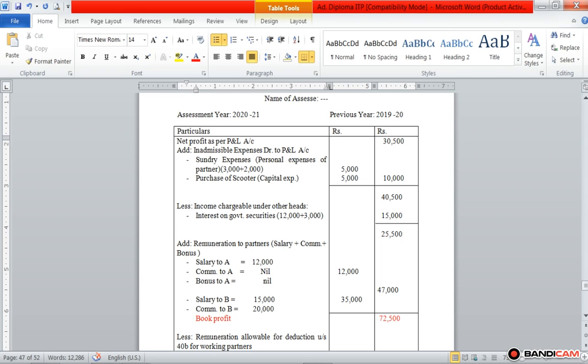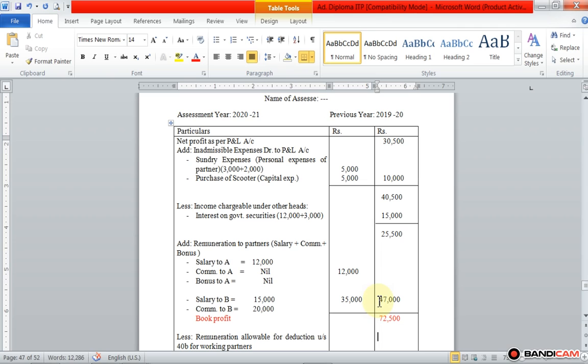त्यामध्ये आपण ॲड करणार आहे रेम्युनरेशन टू पार्टनर्स, जे पार्टनरना रेम्युनरेशन दिलं जाईल ते. ए आणि बीला रेम्युनरेशन दिलं जाते, कमिशन दिलं जातं. मग त्यामध्ये सॅलरी, कमिशन प्लस बोनस. सॅलरी आणि कमिशन हे दोनच दिले जात आहेत. सॅलरी दिली जाते एला 12,000, कमिशन दिलं जात नाही, बोनस दिला जात नाही, नील म्हणून दिला. त्यानंतर सॅलरी दिली जाते बीला 15,000, कमिशन सुद्धा बीला दिलं जाते 20,000. असे एकूण रेम्युनरेशन 35,000. टोटल आली 47,000 रुपये. 47,000 रेम्युनरेशन दोन्ही पार्टनरला दिलं जाते. ते 47,000 ॲड केले नेट प्रॉफिटमध्ये. आपल्याला ॲक्च्युअल नेट प्रॉफिट किंवा बुक प्रॉफिट मिळाला 72,500.